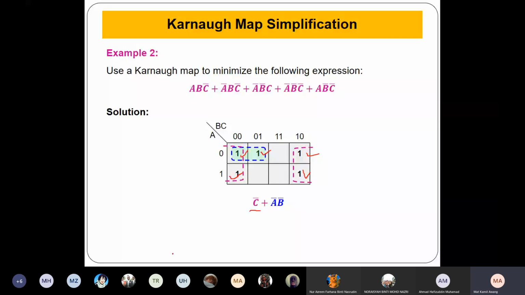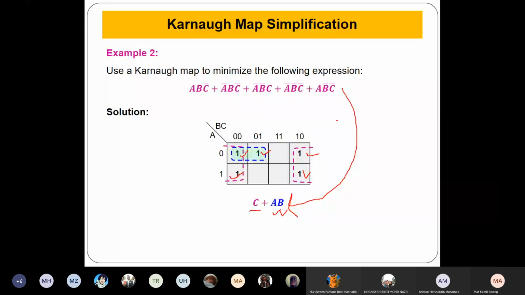For the second term, for this group, which one has not changed? C changes from 0 to 1. B does not change, it remains 0, so it's B bar. And A also doesn't change, which is 0, so A bar B bar. So this is the expression. This expression has been reduced to that.